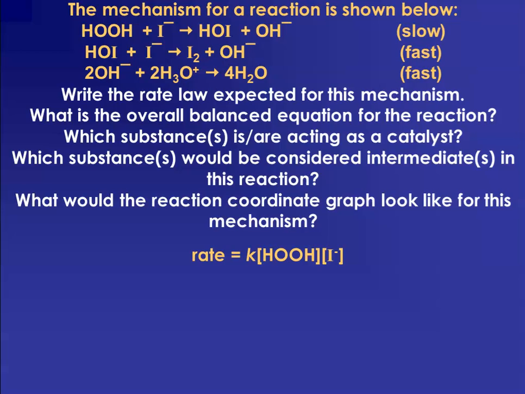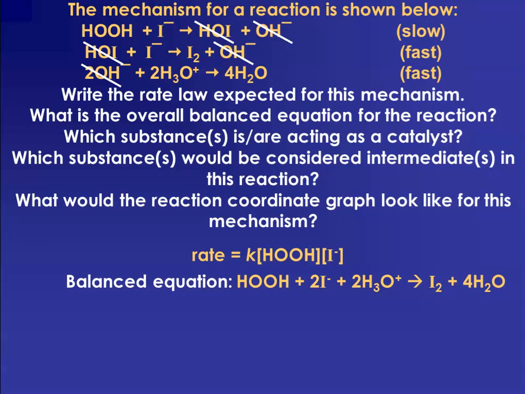The overall balanced equation is just combining these three individual steps together. So this is like Hess's law in the sense that if a species is found on the product side, its concentration would cancel out. But if you find it in more than one reactant or more than one product for the equations, you would add them together. So our balanced equation would cancel out the HOI. It would also combine together the OHs, and the I minuses would be added, and we would get HOOH and two I minuses along with two H3O pluses, forming I2 and four H2Os.